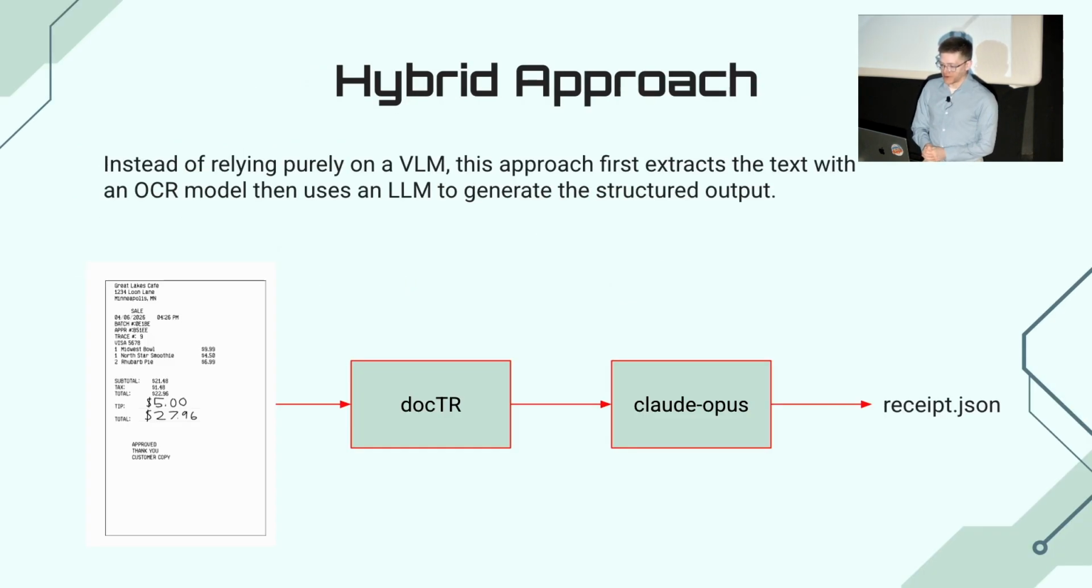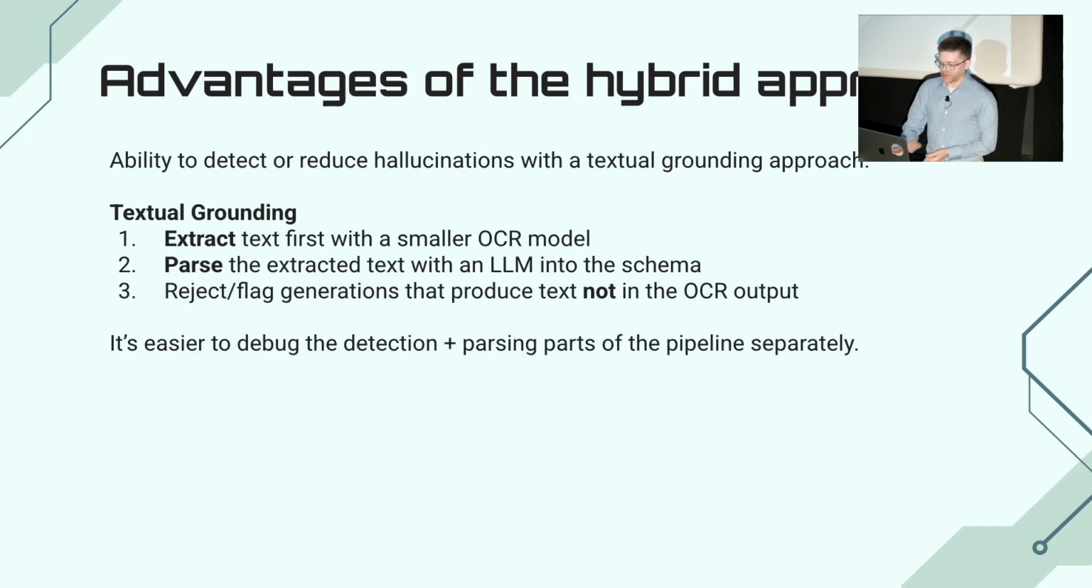This is where the hybrid approach comes in. So this is where we're actually using both a docTR-type OCR extraction, which is a smaller model, and then we're using Claude to just make sense of the results. And that tends to be a pretty good option, because what we're doing is grounding the results in terms of the text that we actually extracted.